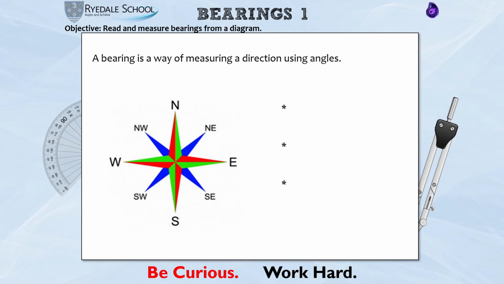So for example, we define north to be 0 degrees, but we don't write 0. We always write this with 3 digits. So north is 000. If we went all the way around to south, well, if you think about your protractor, that would be 180 degrees. East would be 090. And why don't you have a go at filling in the rest?